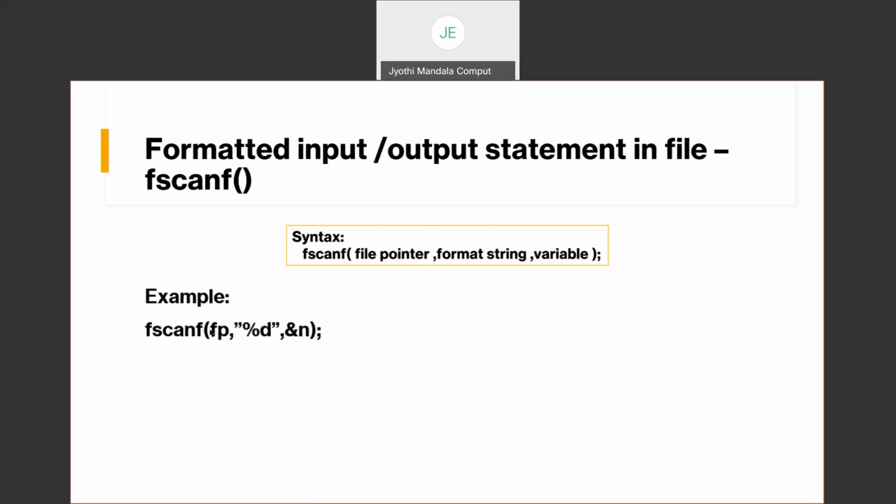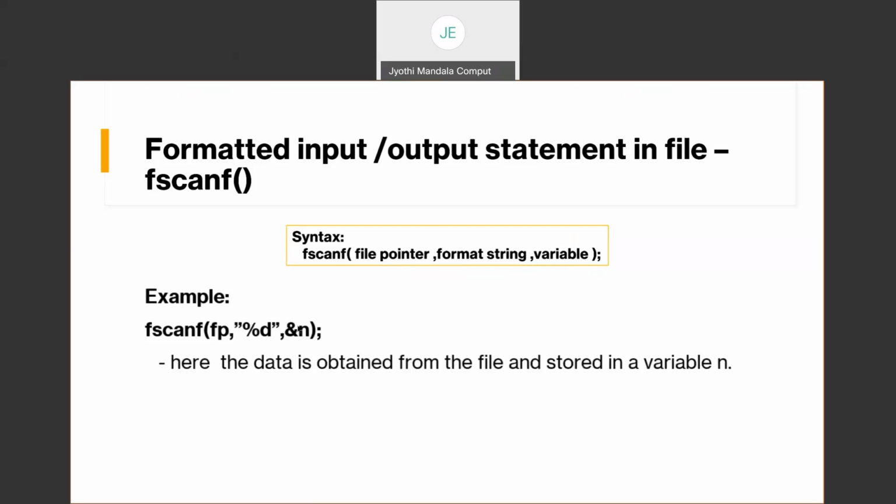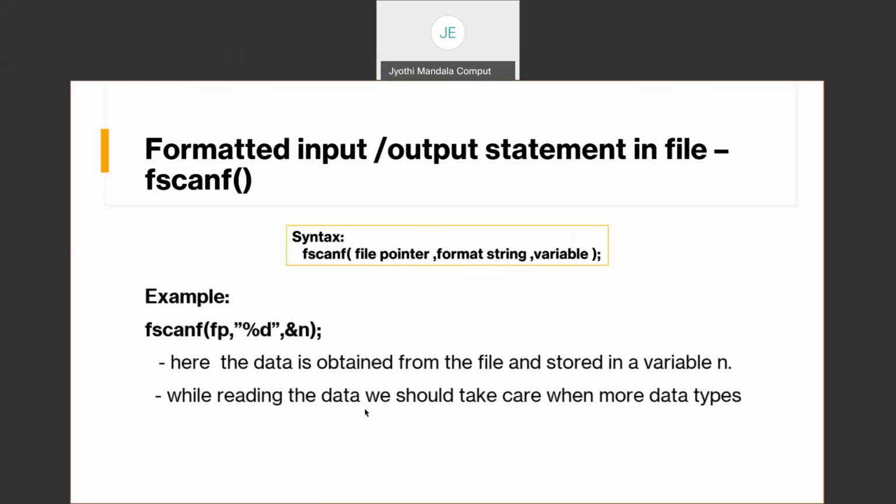From the file pointer, the data will be copied into n. The data will be of integer type only, so we want to store that in n. And observe here I have used an ampersand. Why? Because we are storing into n. But in fprintf, we are writing from n, so there is no need to put the ampersand. So here the data obtained from the file is stored in a variable called n. Let us see that one also.